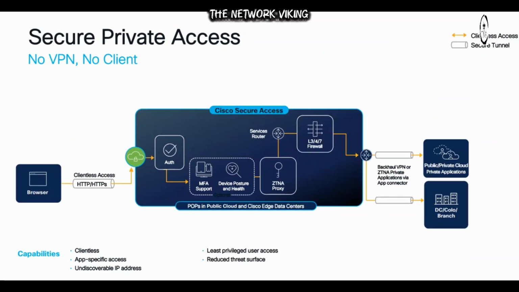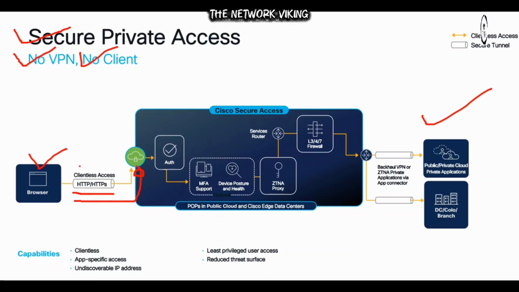Now, another way to access your private applications is using the clientless access. So you can secure your private access when you do not have a VPN and you do not have a client as well. This is used for unmanaged devices. And in this case, you're using a browser to go ahead and connect to your private applications. We're talking about browser access, and therefore we're talking about HTTP, HTTPS.